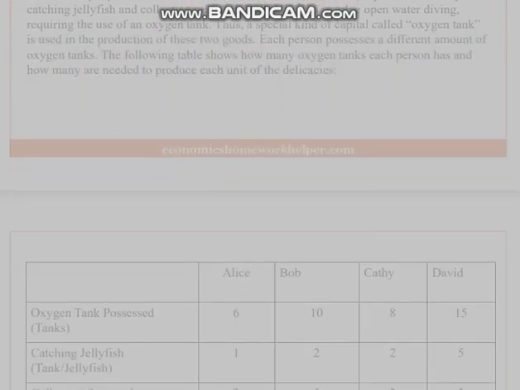2. Nowhereland is an island economy with a population of 4: Alice, Bob, Catherine and David. Every day there are 2 survival activities under the northerly sea of ferocity, catching jellyfish and collecting seaweed. Both activities involve open water diving, requiring the use of an oxygen tank. Thus, a special kind of capital called an oxygen tank is used in the production of these 2 goods. Each person possesses a different amount of oxygen tanks. The following table shows how many oxygen tanks each person has and how many are needed to produce each unit of the delicacies.